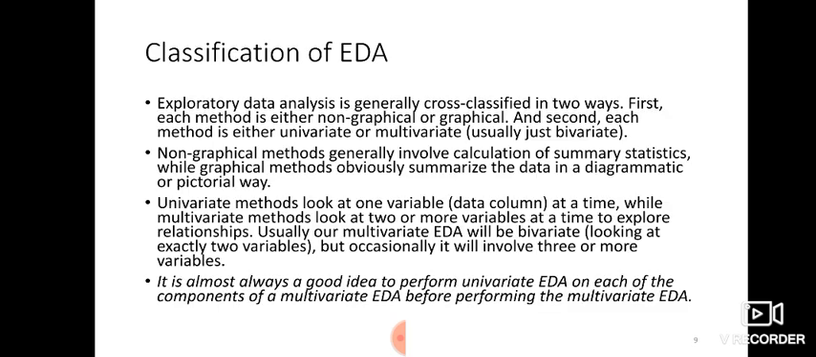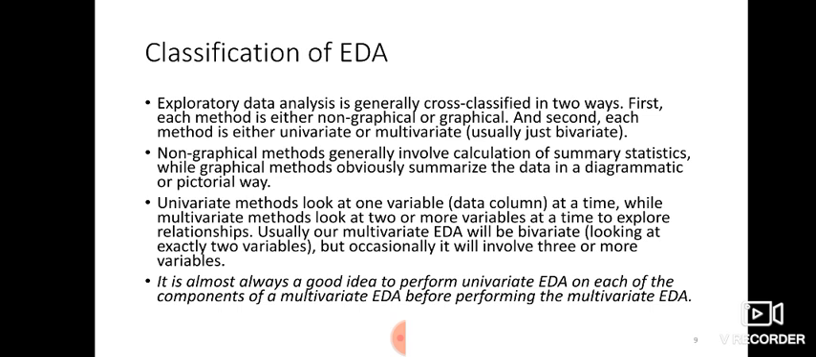We can classify this EDA in two ways. First, each method is either non-graphical or graphical. Second, each method is univariate or multivariate. Non-graphical methods involve calculating summary statistics. Graphical methods summarize the data in a pictorial way. As we all know, a graph gives us pictures. Univariate methods look at only one variable at a time, whereas multivariate methods look at two or more variables at a time to provide the relationship.